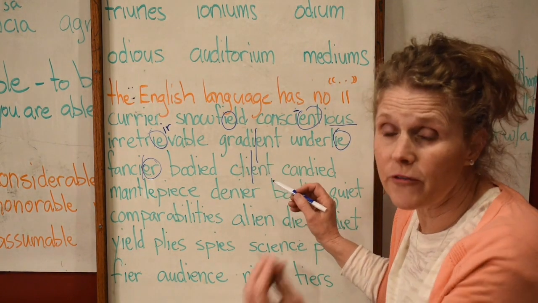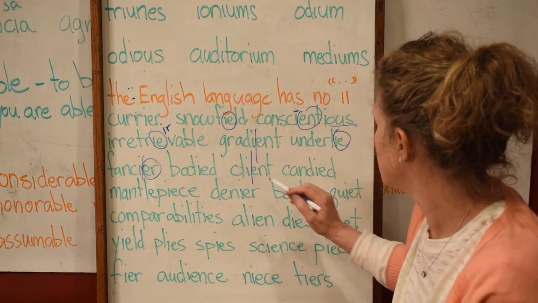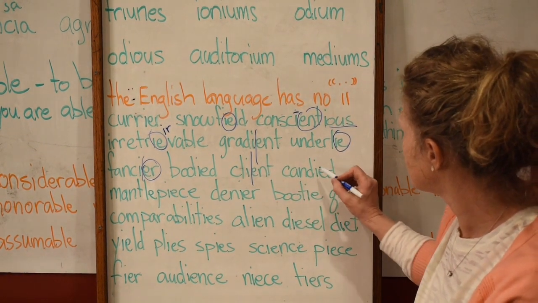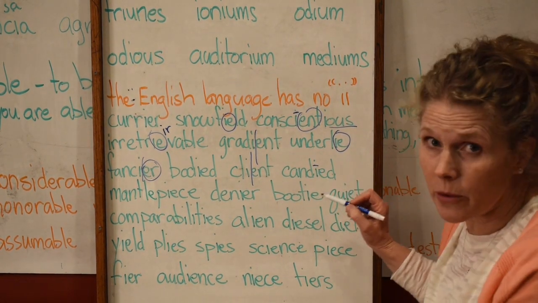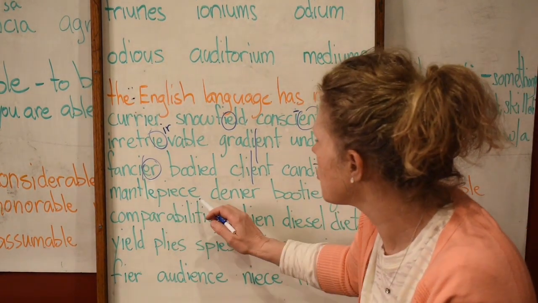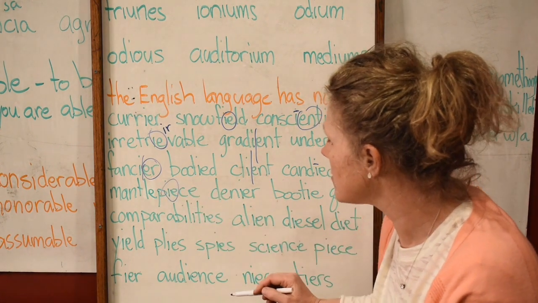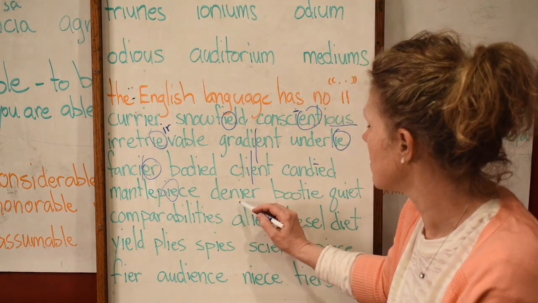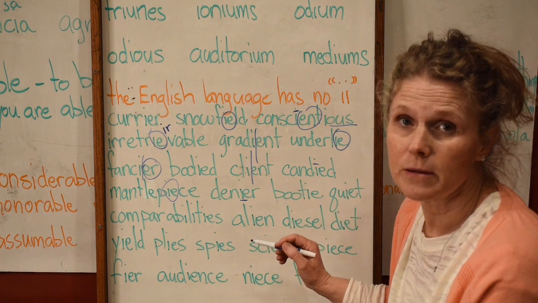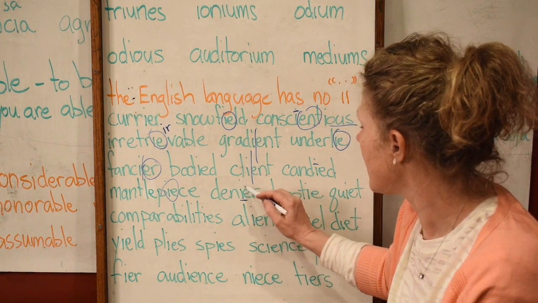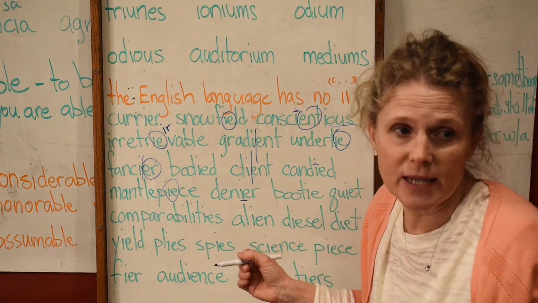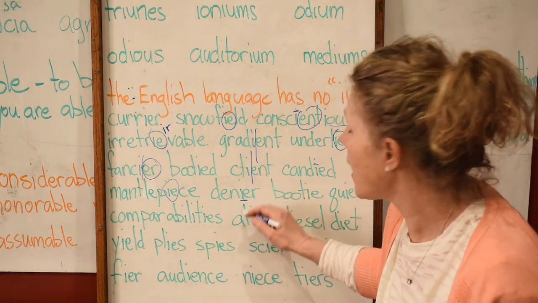Client, see? Why is that saying I? Because it's the very first open I. Candied. That was a Y, so it's saying E, but it's still following the spelling rule. Mantelpiece. This is a vowel team. Denier. Oh, what's this saying? It's saying I. It's because its base word said I. Deny is your base word.